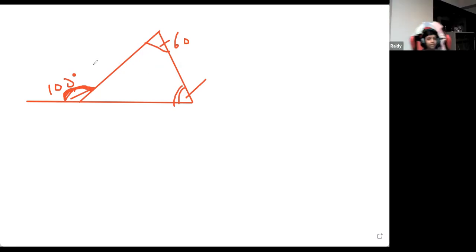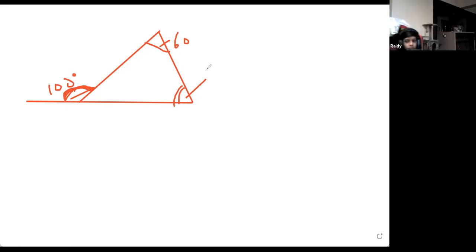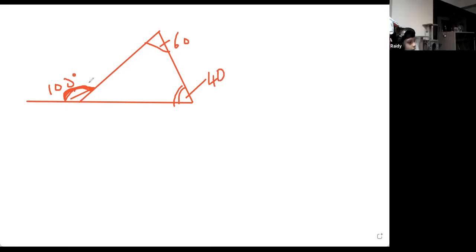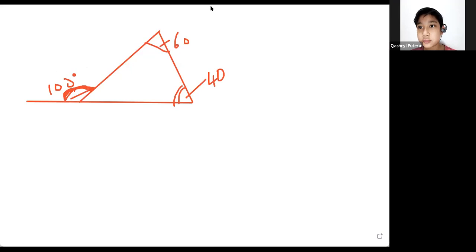So these two add up to equal 100. 60 plus what? 40. Confirm. You know why confirm? Because 6 plus 4 is 10, then 10 also equals the exterior. If you don't believe, how about now, 20? Okay, we try. We see.